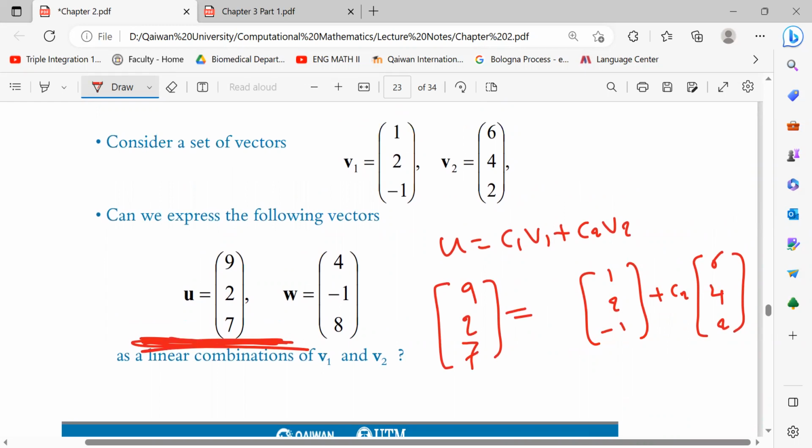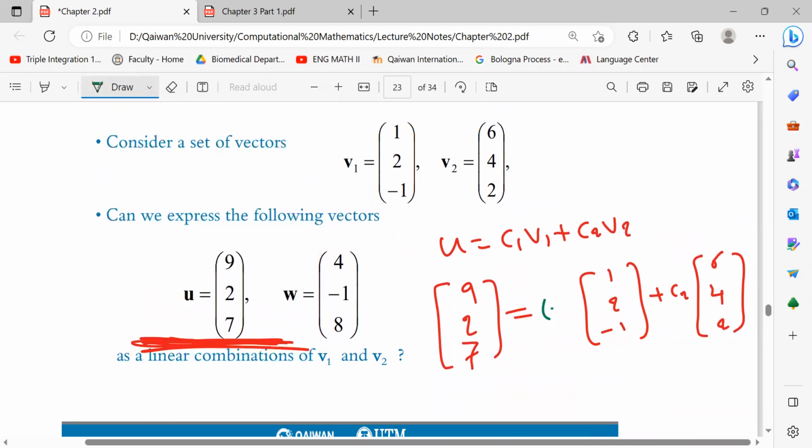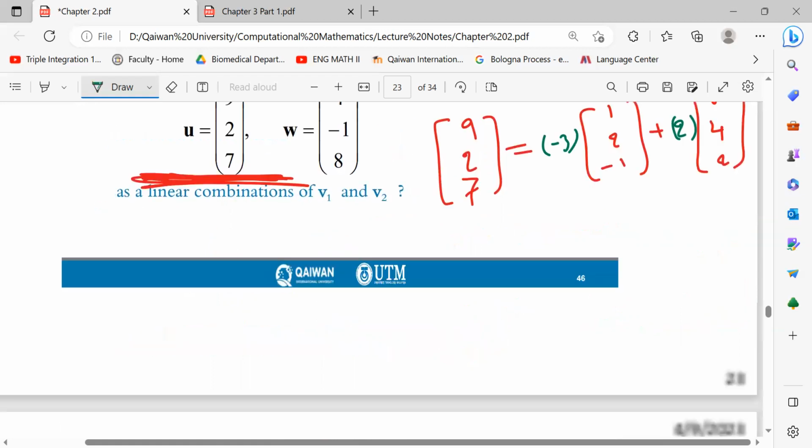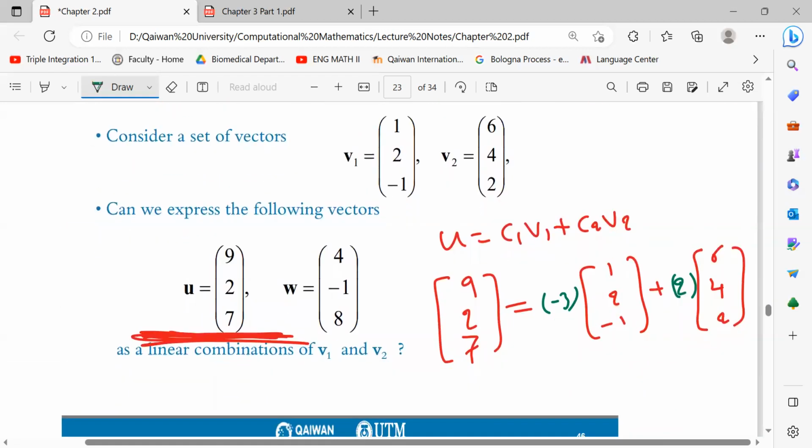Okay, let's replace c1 by negative 3. I checked it. Let's say it is negative 3, and this is 2. That means we could find two values, c1 to be negative 3 and c2 to be 2. I'm going to tell you how to find these two values. I've just checked at the end of the example. It's found that c1 is negative 3 and c2 is 2.